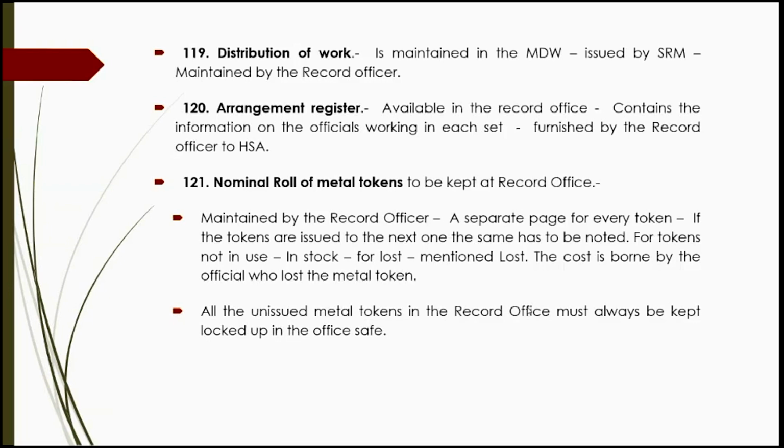That nominal roll is maintained by the record officer. Remember that maintenance of records like the nominal roll is done by the record officer only. Nominal roll, arrangement register, and stuff like this are under the custody of the record officer, and he will also be holding the stock. The stock will also be maintained at the record office. If it is lost, the person who loses the metal token has to bear the cost of replacement, which is rupees 1. Those particulars are recorded in this nominal roll and maintained by the record officer.